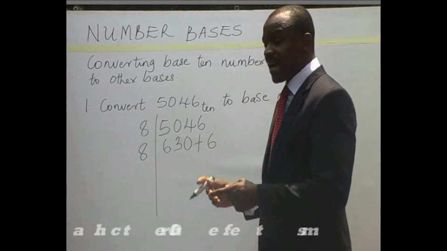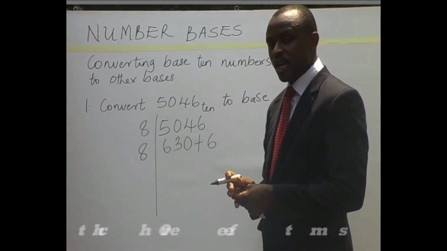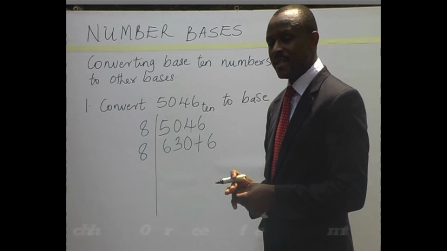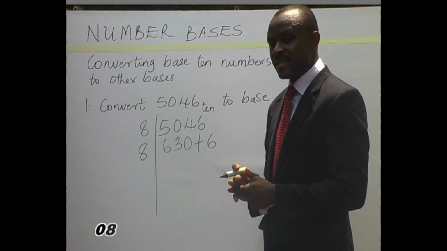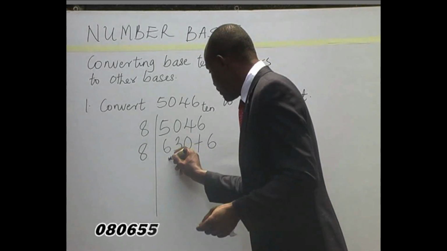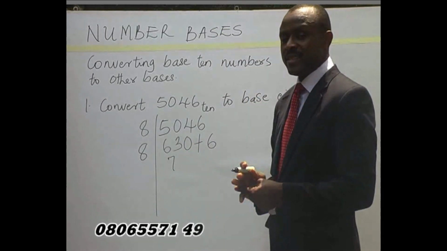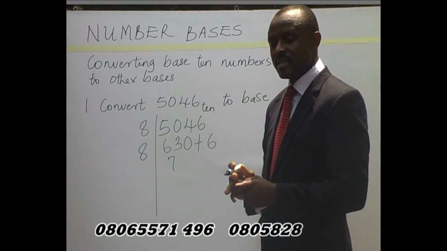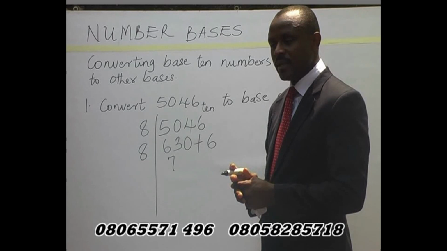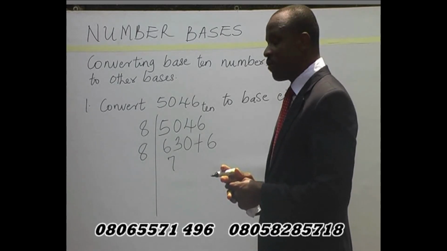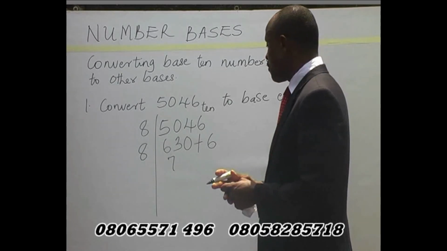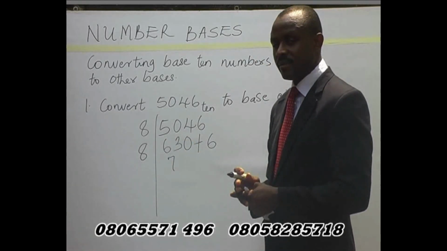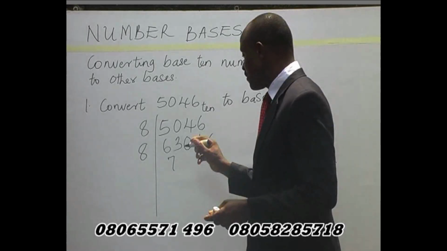How many 8 is inside 63? You know that 8 times 8 is 64. So we have 7 8s inside 63. So write the 7. This 7 now is giving you 56. Yes, 56. So if you remove 56 from 63, you have 7 left. So that 7, put it here.